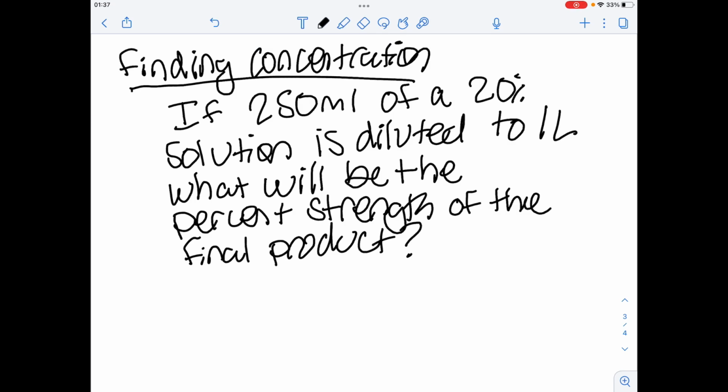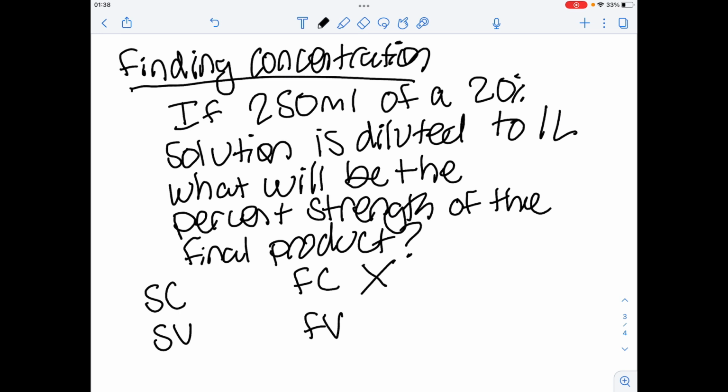Okay, so now we have an example where we're finding the concentration. If 250 milliliters of a 20% solution is diluted to 1 liter, what will be the percent strength of the final product? So once again, I'm going to set up for my equation: starting concentration, starting volume, final concentration, final volume. Now, it already says what will be the percent strength of the final product. So we already know that our X is going to be our final concentration.